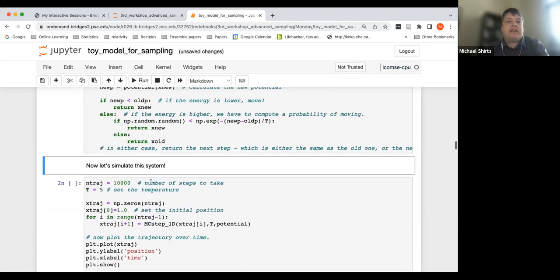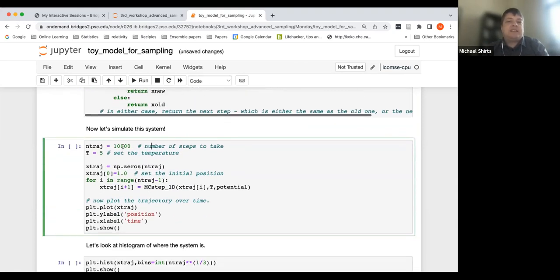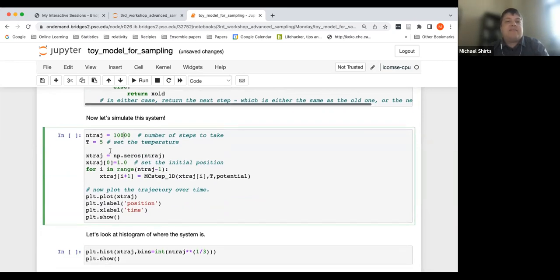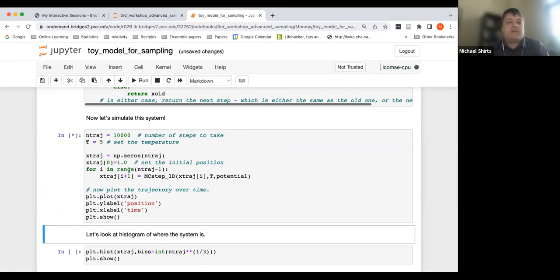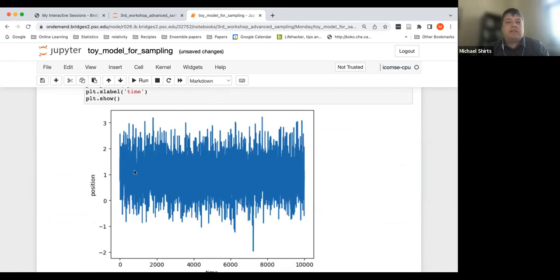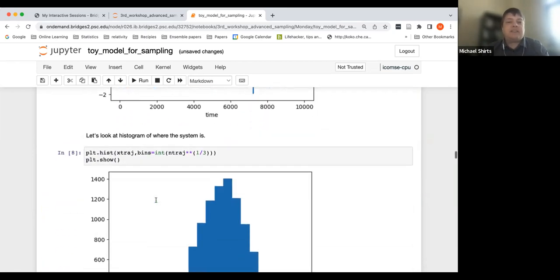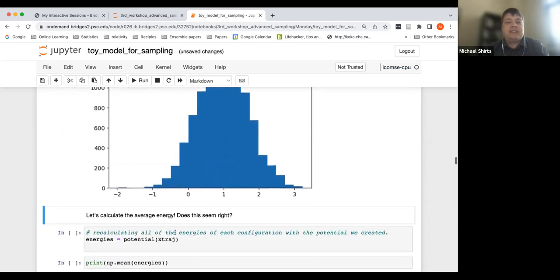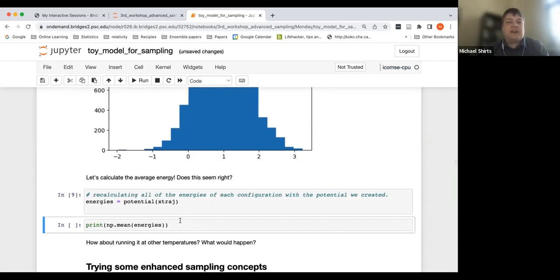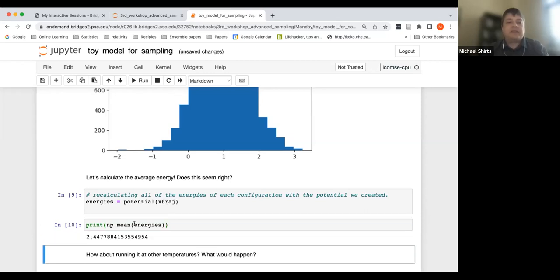So that's our thing. Okay, now let's simulate our system. 10,000 steps is easy with this. 5 is a good temperature to set. Let's run. We set our initial position. It's an incremental algorithm. We have to start somewhere, and let's go. Okay, so that looks like it's jiggling around. It's moving. That's great. Let's look at a histogram of where it is. Okay, that's fine. Let's calculate the average energy. Here I'm just taking my trajectory and evaluating the energies. There's the mean. Do you remember what the mean was supposed to be with x equals 5?